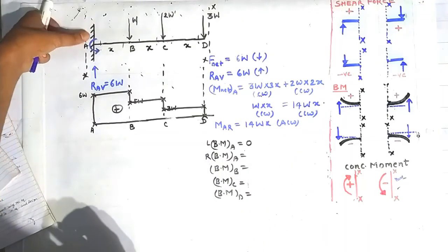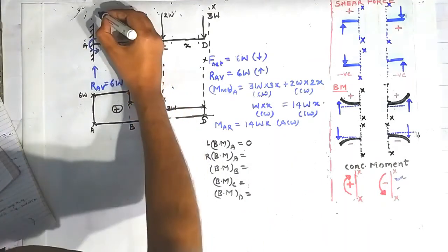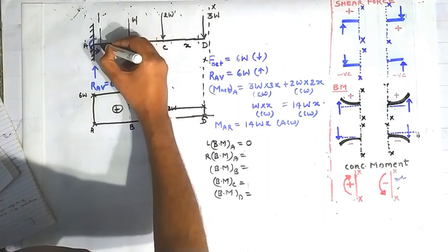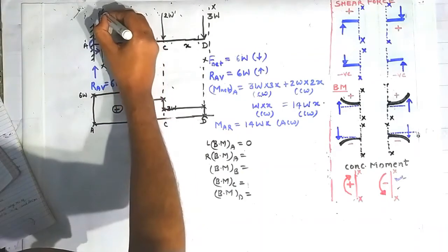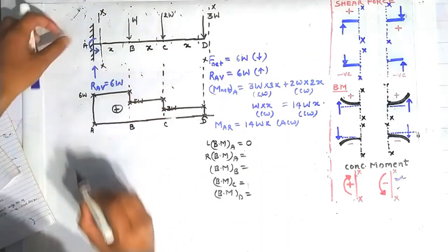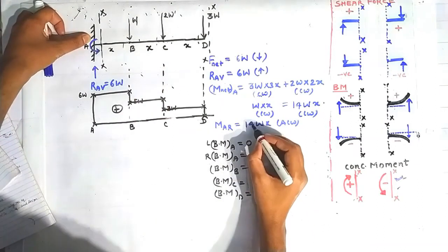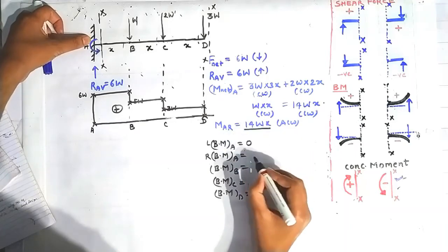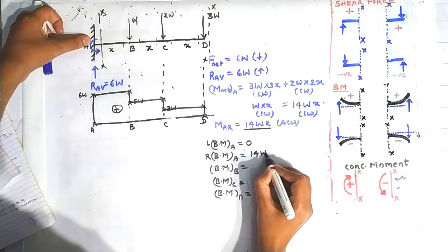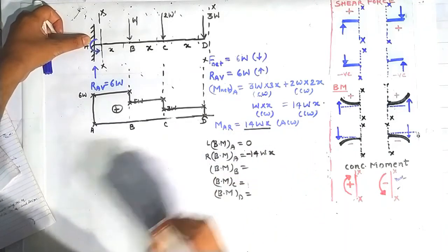Now bending moment on the right side of the point A, we want to calculate, then we have to construct a section here on the right side of the point A. Now looking on the left side of this section, this concentrated moment is accounting for a bending moment of magnitude 14Wx, having a minus sign. Why?